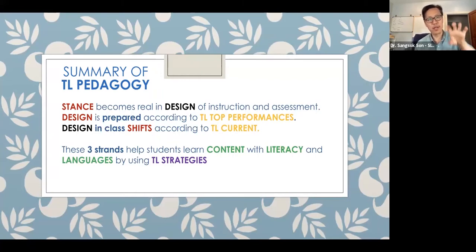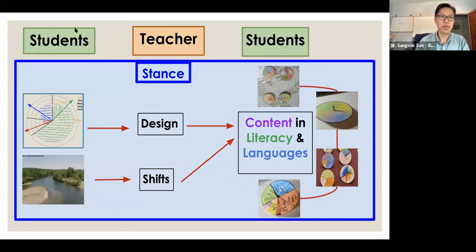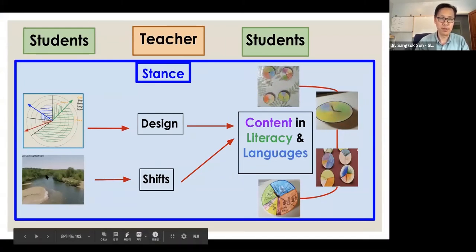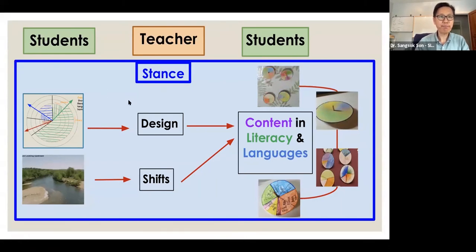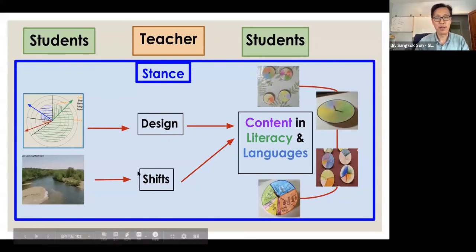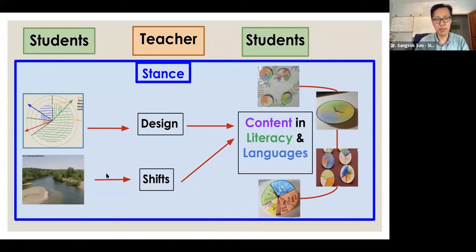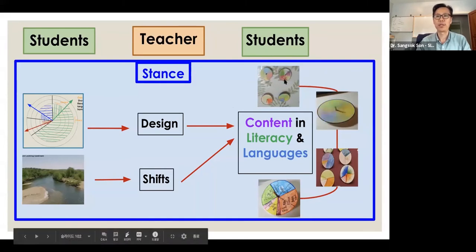And these 3 strands, stance, design, and shift, help the student learn content, which is expressed in literature and languages, by utilizing translanguaging strategies. So if this is too difficult, then I made a chart like this. The students have a translanguaging performance top and a translanguaging current. So the teacher designs their lesson unit based on this translanguaging performance top, but their design needs to shift in the classroom according to the translanguaging current. And ultimately they want the students to learn the content, which is in English literature and language, by utilizing 4 different kinds of translanguaging strategies.